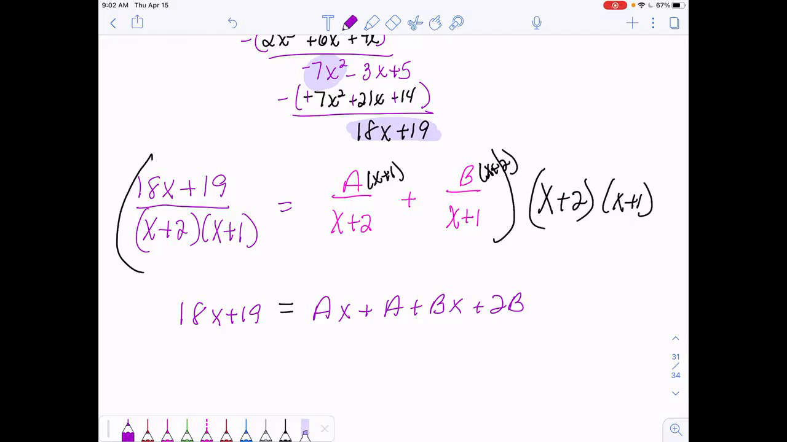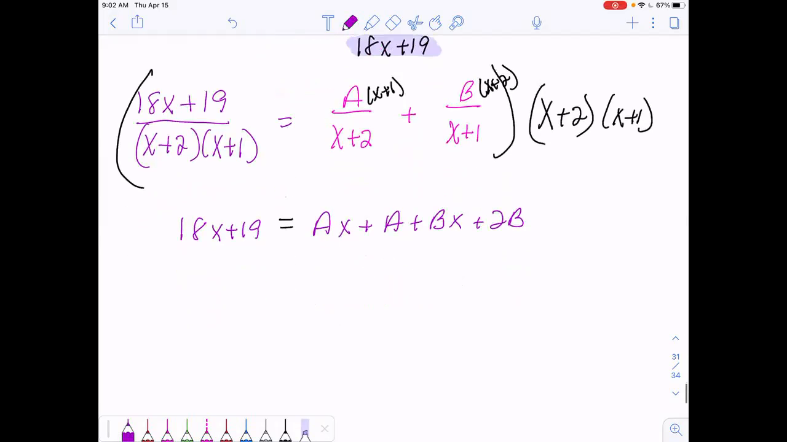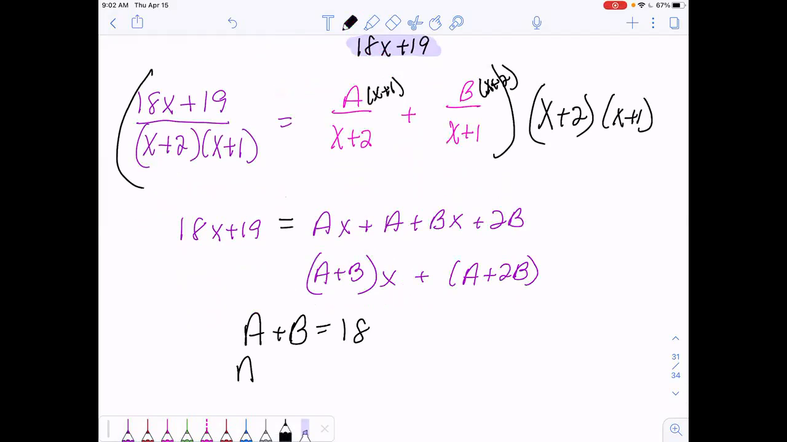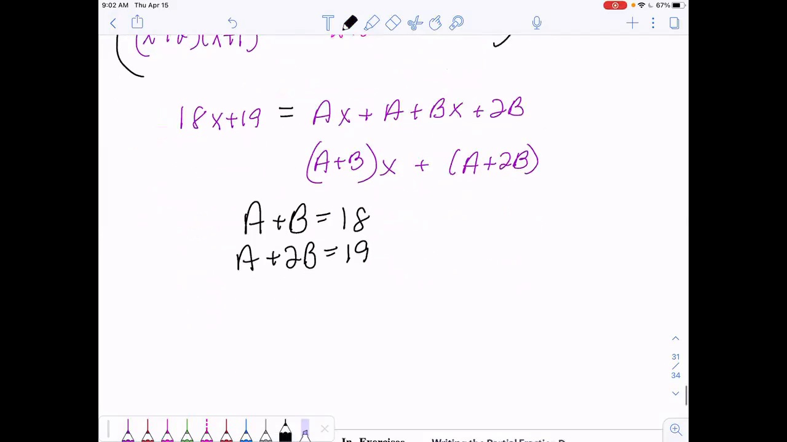So the next step, create your two equations using the A plus B. Those are our x terms. And then the A and the 2B are the constants. So A plus B is equal to 18. And A plus 2B is equal to 19. So Darby, what could you do to solve for either A or B here?